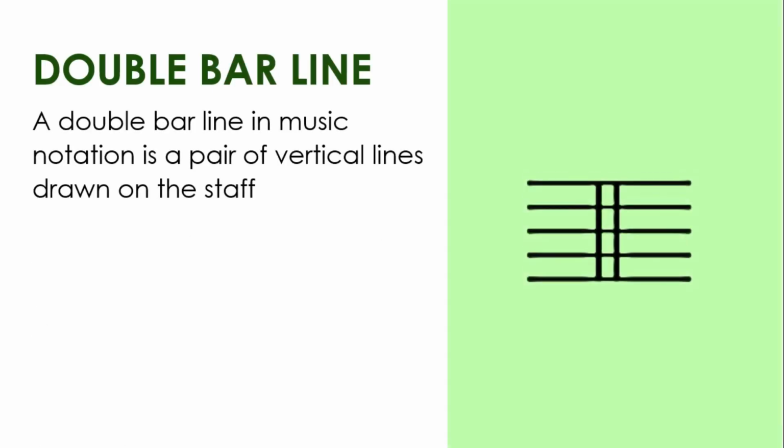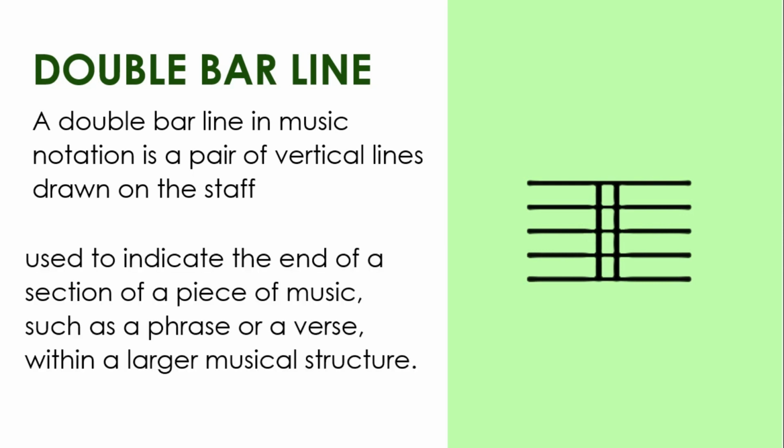Double bar line. A double bar line is a pair of vertical lines drawn on the staff. It is used to indicate the end of a section of music, such as a phrase or a verse or a chorus within a larger musical structure. So this is how the double bar line looks. See, a pair of vertical lines drawn on the staff.